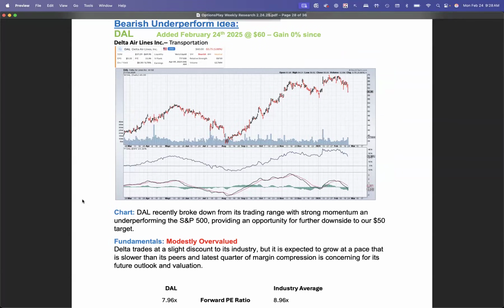The next one, which we just added with today's report, is Delta. The airlines have had a really nice run since the summer. From August, this was a $38 stock. It's nearly doubled to $70 in the span of 6 months, and it's starting to show a little bit of weakness.